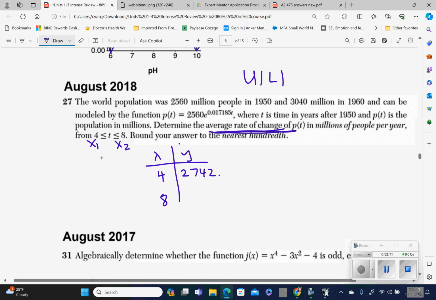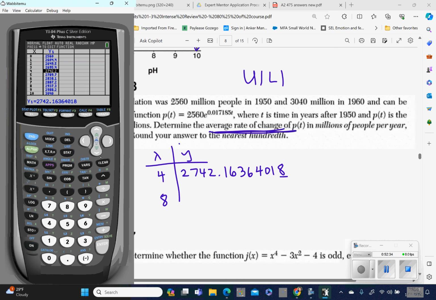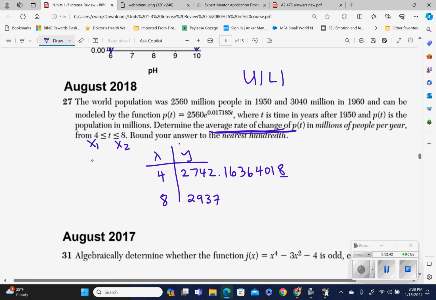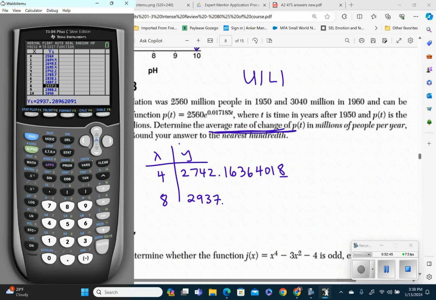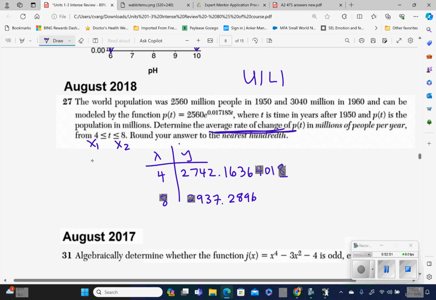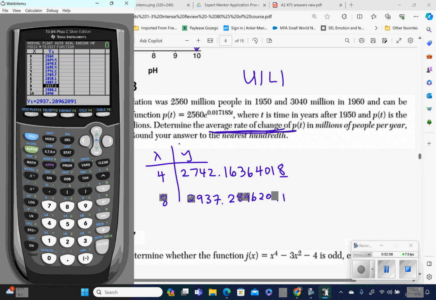You see the numbers on the bottom, it says y1 equals 1636.4018. So it still does round it, but I have a good approximation, and I'm going to do the same thing for 8. I'm going to go across from 8 and look at what number is there. So I have 2937 point, and I have a bunch of other numbers, right? 28.96, 20.91. Is that right? I'm just probably making stuff up at this point.